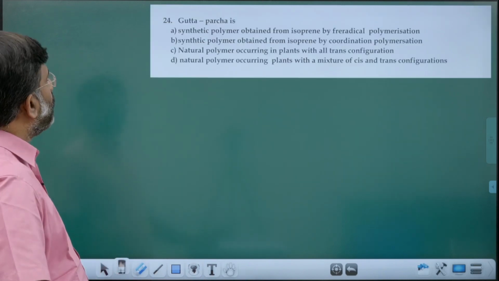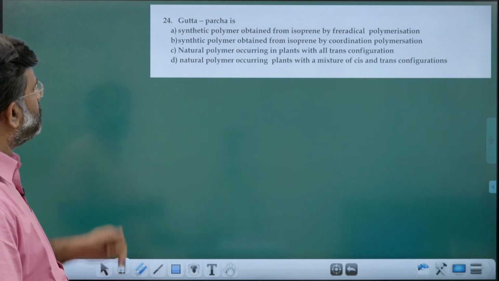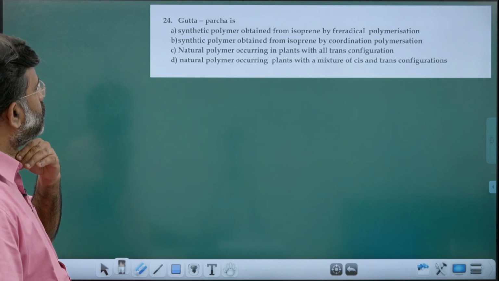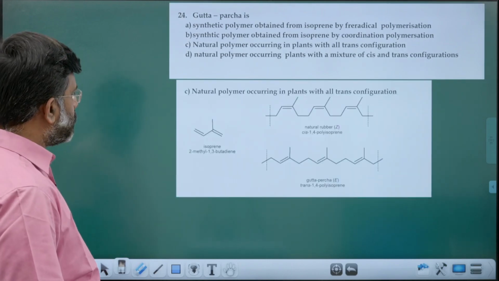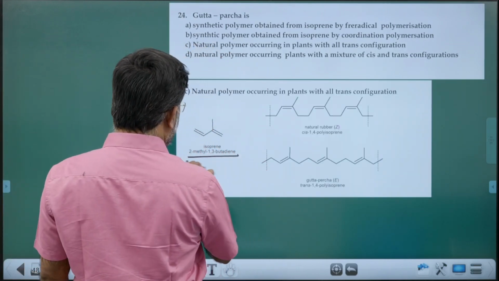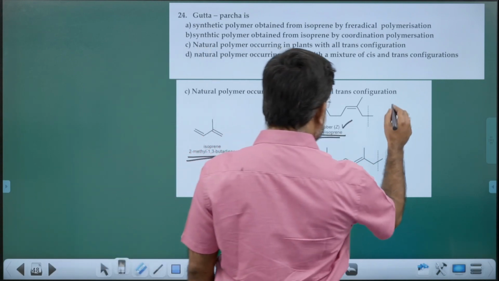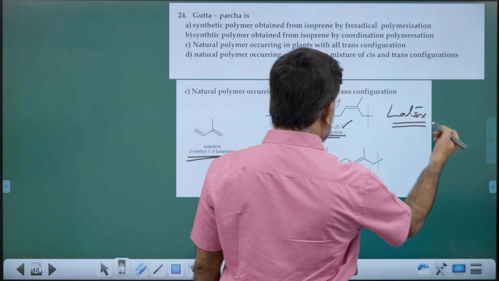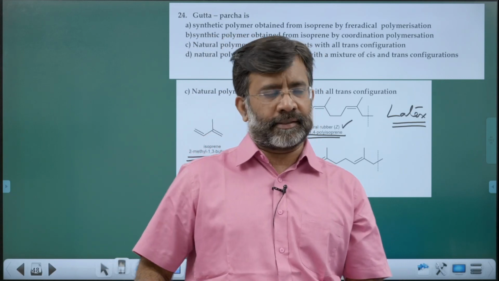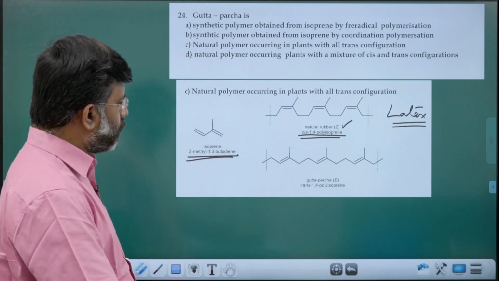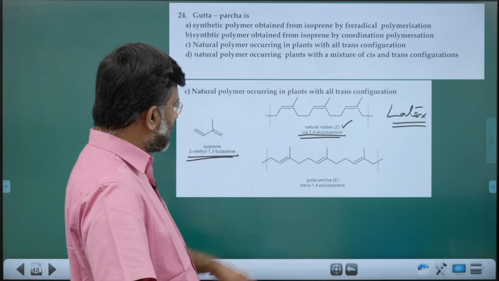Next one. Gutta percha is option C, a natural polymer occurring in plants with the all trans configuration. It is isoprene, polyisoprene only. Cis polyisoprene we call natural rubber. That is latex, the rubber milk you extract from the rubber tree by the tapping process. And this is gutta percha, trans polyisoprene. Here all are cis configuration. Here all are trans configuration.